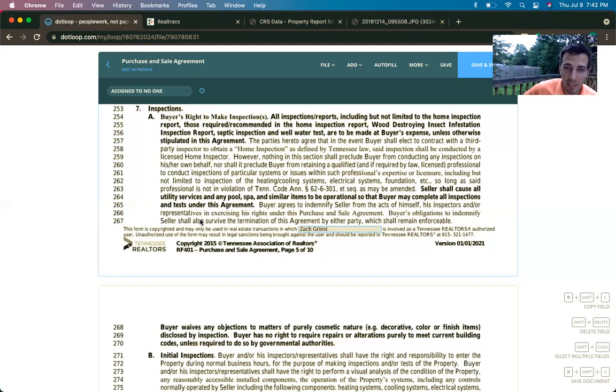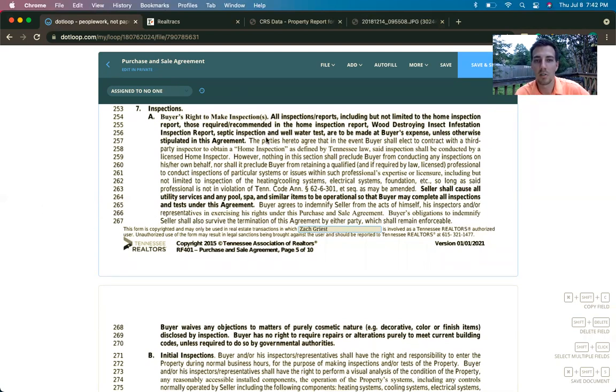So buyer's right to make inspections. All inspections, including but not limited to the home inspection report, those required or recommended in the home inspection report, wood destroying insect infestation inspection report, septic inspection, and well water test are to be made at buyer's expense. So basically that's just saying any inspections, it's the buyer's expense. They have to pay for it unless otherwise stated in this agreement.